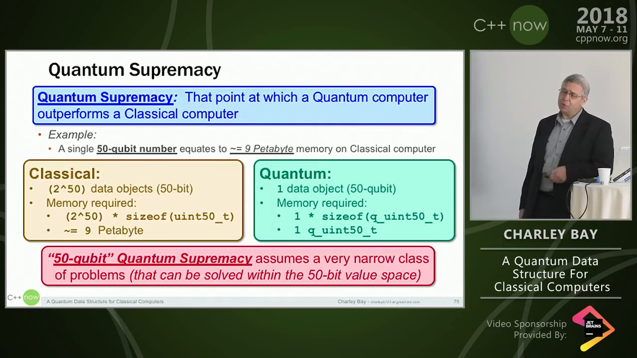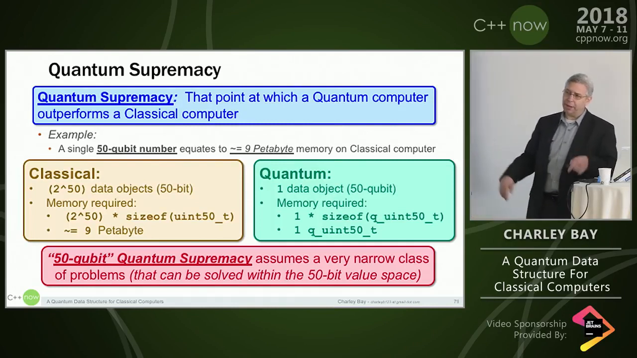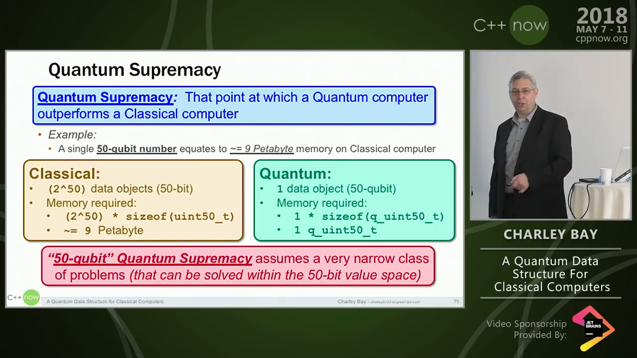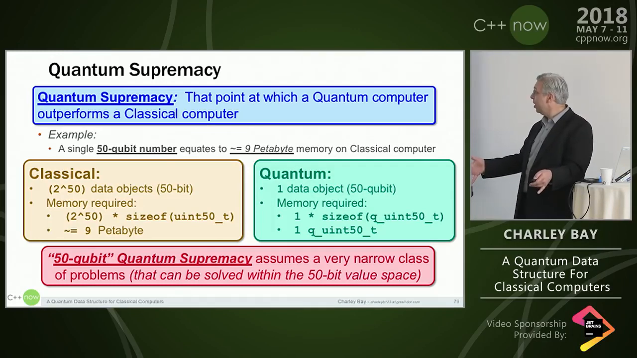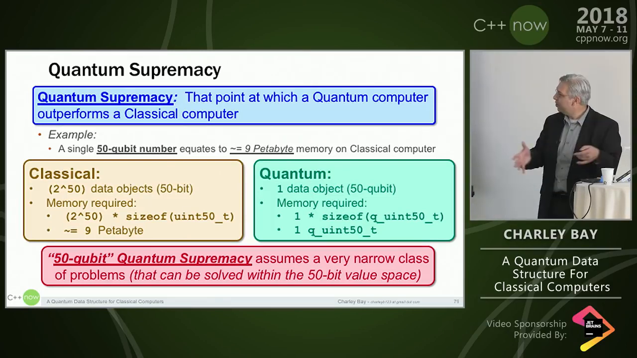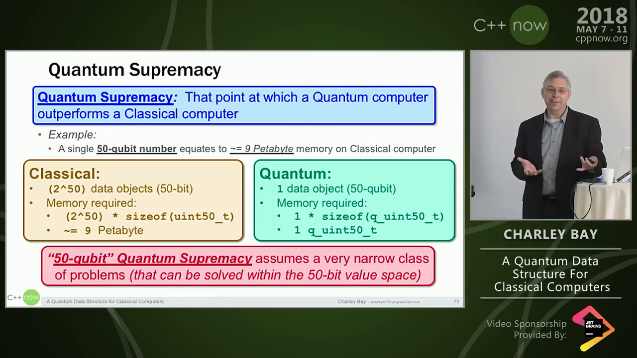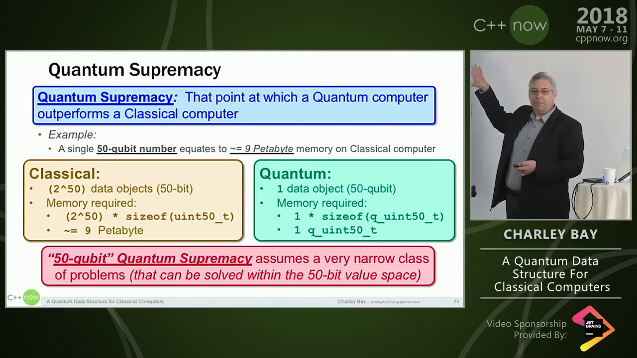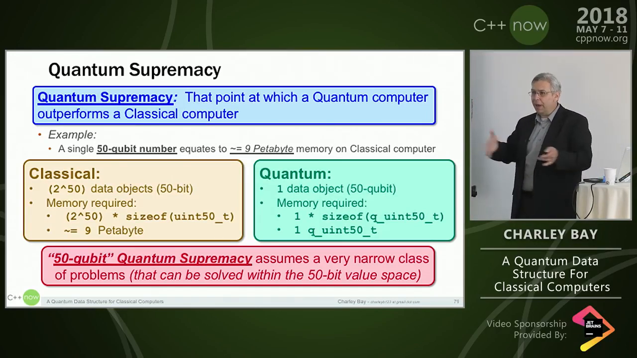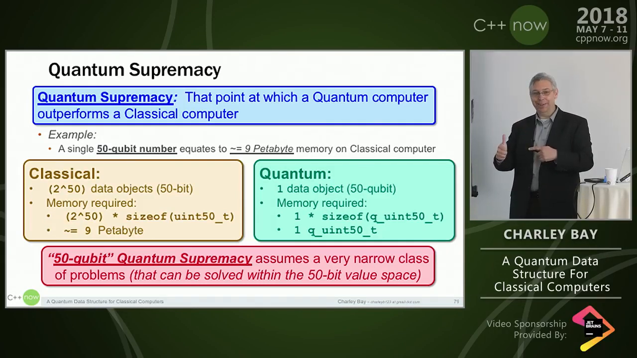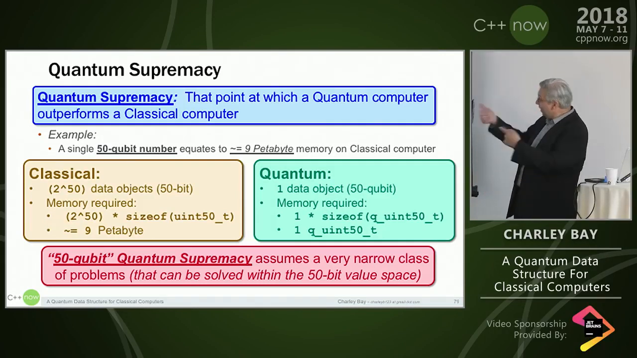Quantum supremacy. So Google says about 50 bits, somewhere around there. And it's when a quantum machine can outperform a classical machine. So if I have 50 qubits, like a 2 to the 50, then that's better than a classical machine, because classical would be like 9 petabytes. And nobody's got laptops like that right now. So the idea of a 50 qubit value, it's only going to give you 2 to the 50 in your value range. So as long as your computed answer fits in there, you're good. And if your answer is 42, it fits in there.